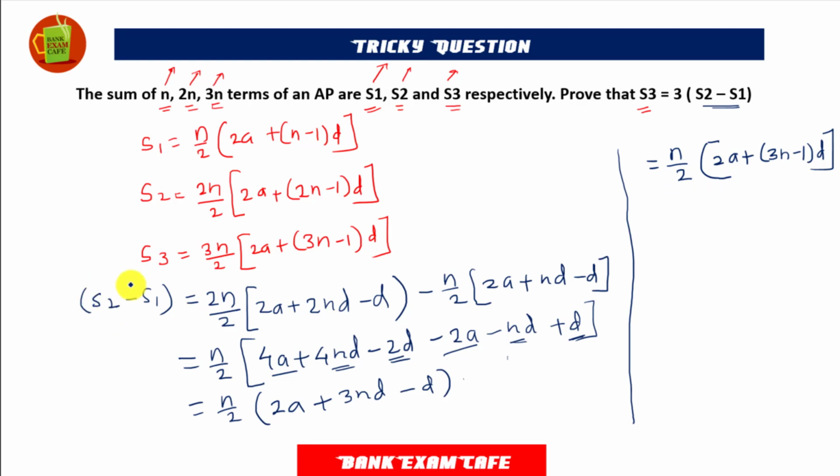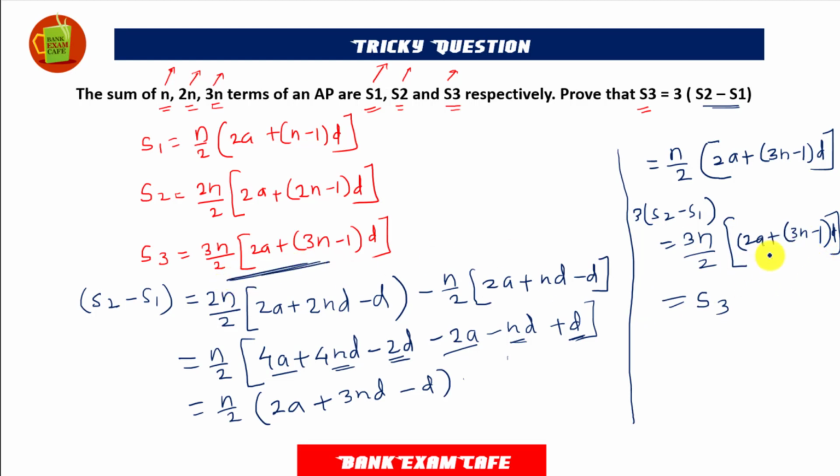Now we have to find 3 into S2 minus S1. So 3 into S2 minus S1 will be equal to what? We will multiply by 3 here, so you will get 3n upon 2 into bracket 2a plus 3n minus 1 into d, and therefore this is equal to what? It is nothing but S3. This is S3 and this is the same, so this is equal to S3, and therefore we can say that S3 is equal to 3 into bracket S2 minus S1.